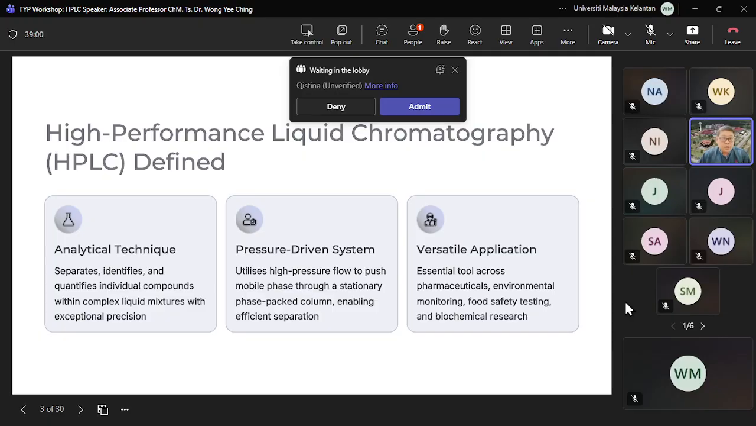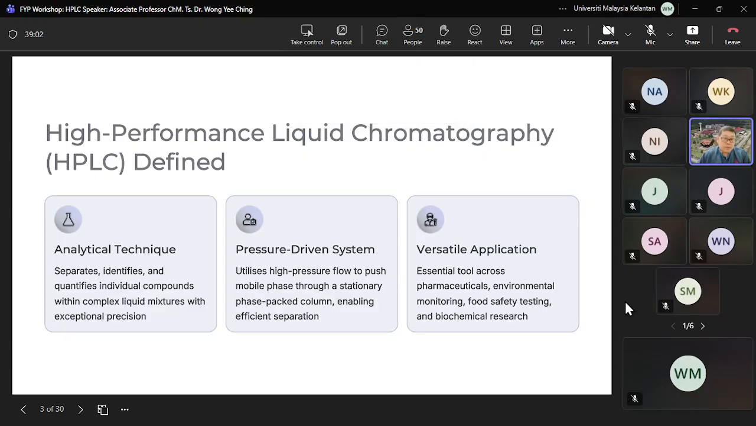So this is how you actually define your HPLC. Here we can state that it is an analytical technique, a pressure-driven system, and it has versatile applications. Most basically it is applied in pharmaceutical products, environmental monitoring, food safety testing, and biochemical research.